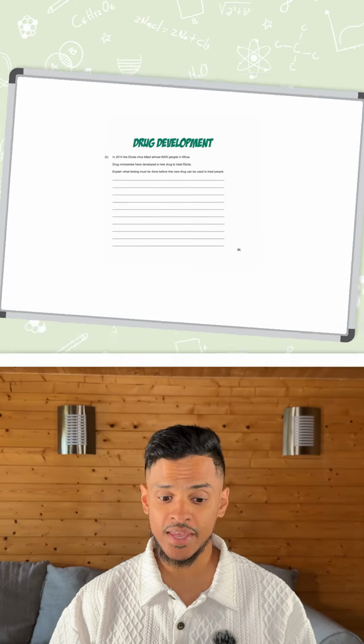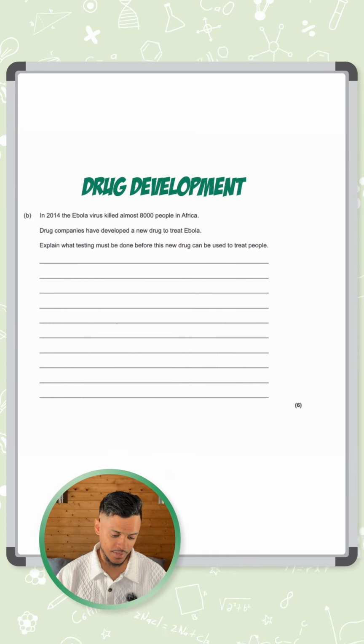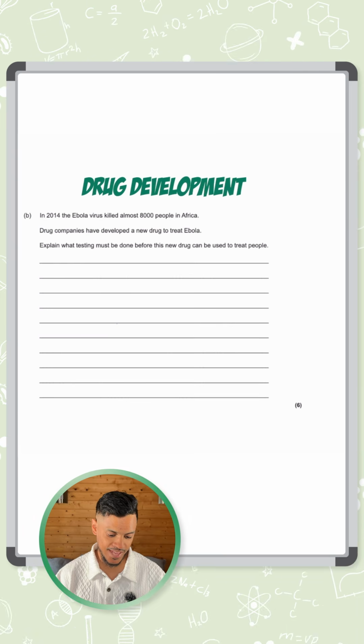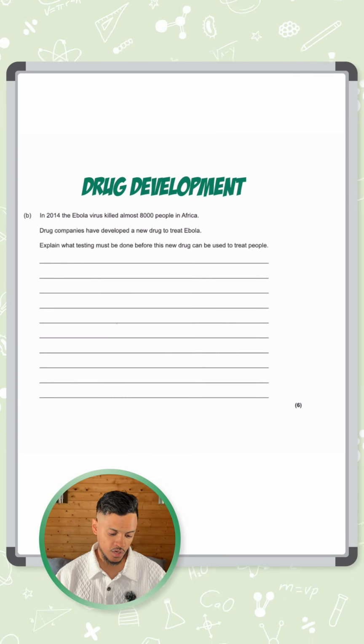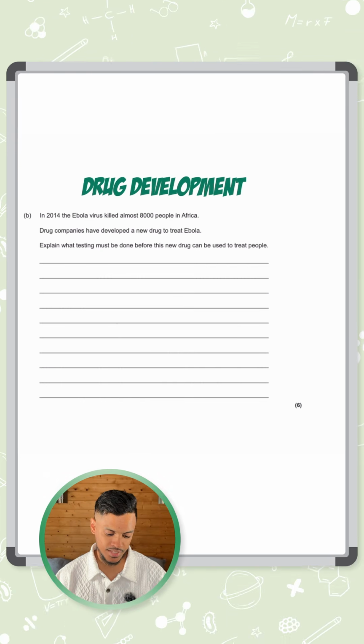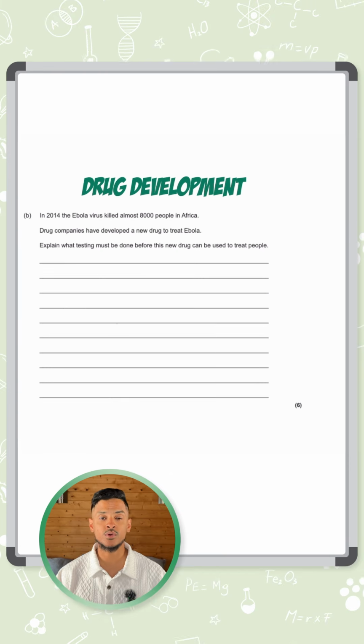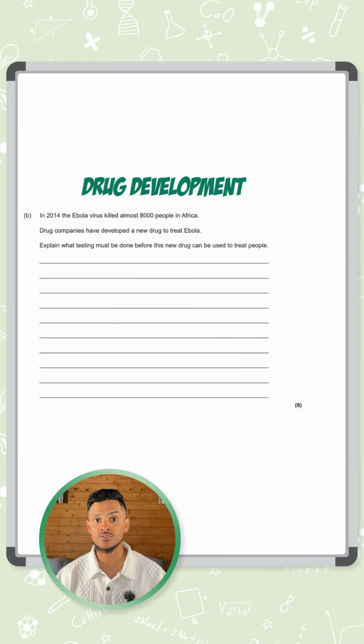Right, 6 marker here on drug development. It says, in 2014, the Ebola virus killed almost 8,000 people in Africa. Drug companies have developed a new drug to treat Ebola. Explain what testing must be done before this new drug can be used to treat people. So this is all about knowing all the stages for drug development.